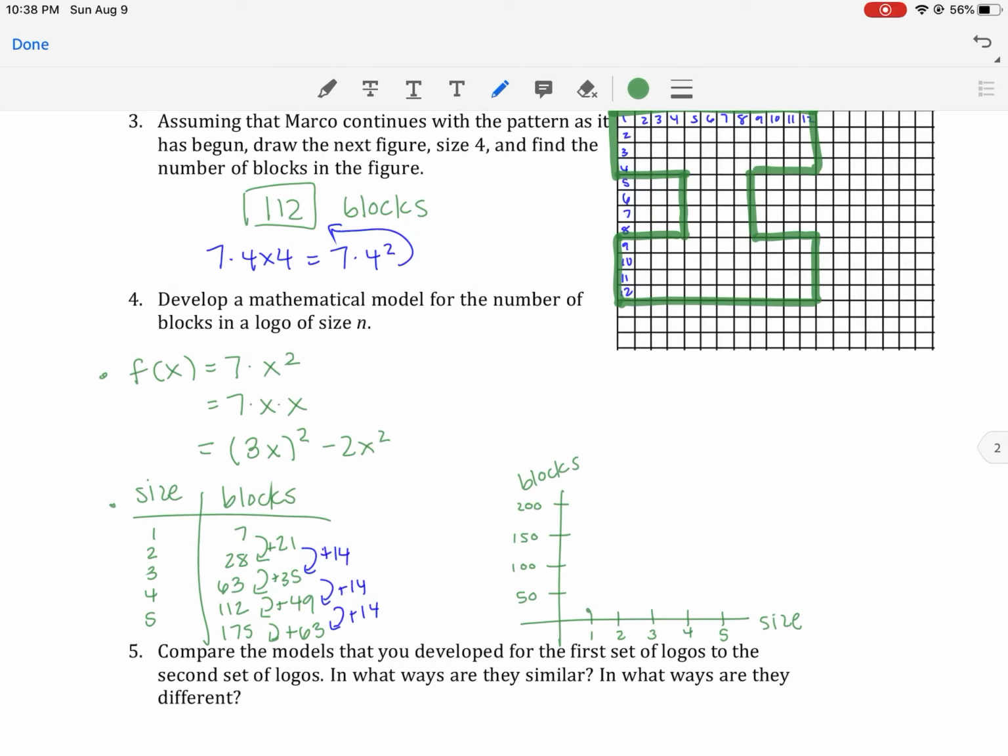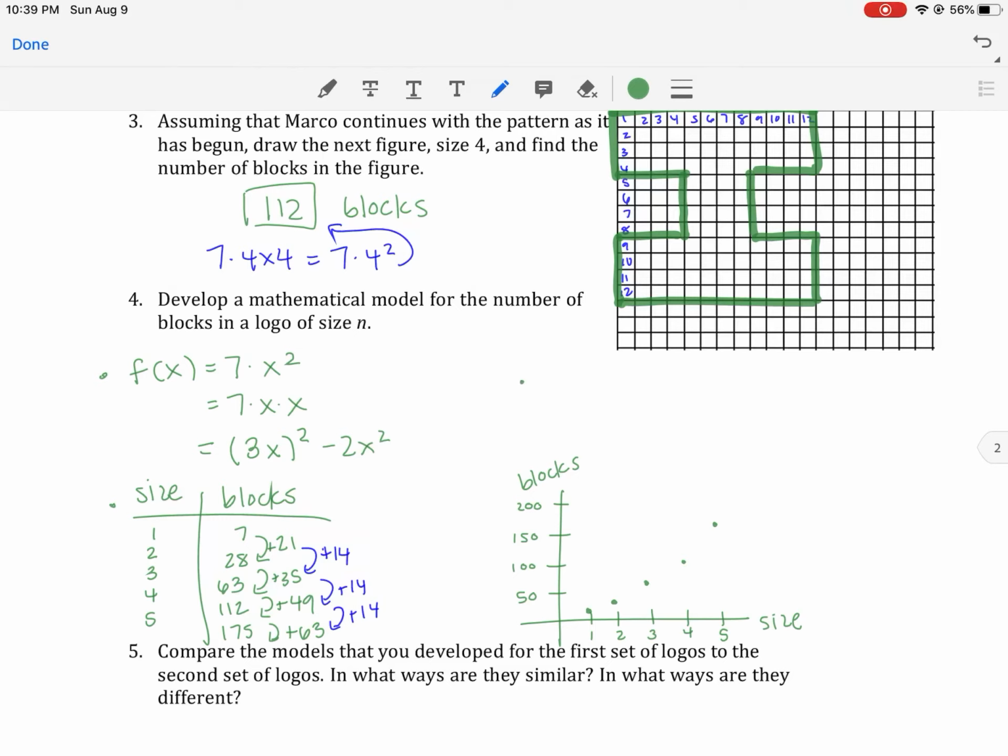So 1's going to be pretty close down here. 2's going to be about halfway. 3 is going to be just above that 50 mark to be 63. 112. And then 175. So you'll notice you're starting to get this curve pattern, but be aware, not exponential here, but it does have some curve pattern.